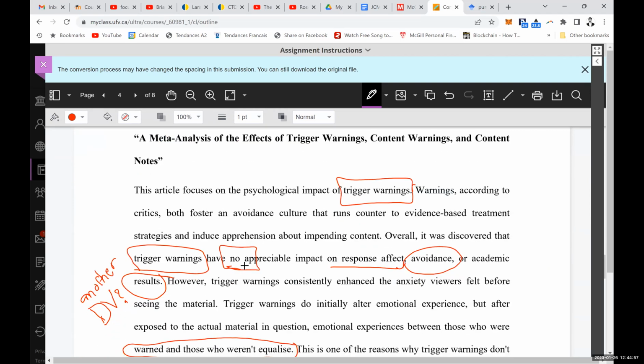Literature number 2. Now they are called trigger warnings here, right? Trigger warnings. Here they have found that there is no impact on the response effect. What was the response effect? It was avoidance. Or another response effect, academic results, like they want to probably see if not complying with warnings would impact, for example, academic results in someone's life, right? But the avoidance part is interesting. Academic result could also, I don't know if it is relevant or not. I let you decide that.